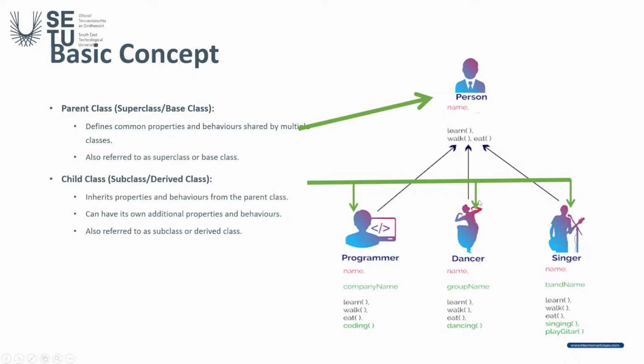Child classes are also called subclasses or derived classes. They inherit properties and behaviours from the parent class, and they can have their own additional properties and behaviours. So again, this is our parent class or our superclass, and these are our child classes or our subclasses. These are classes that inherit from the parent class and can have their own additional properties and behaviours.